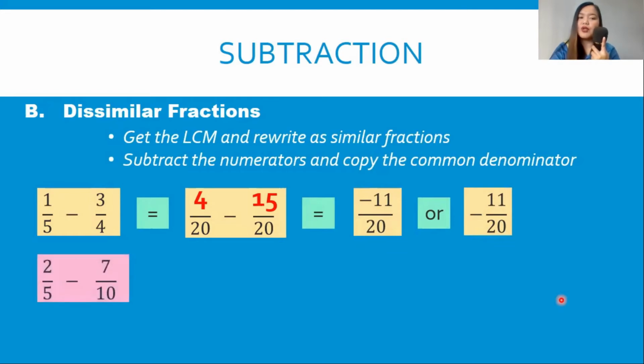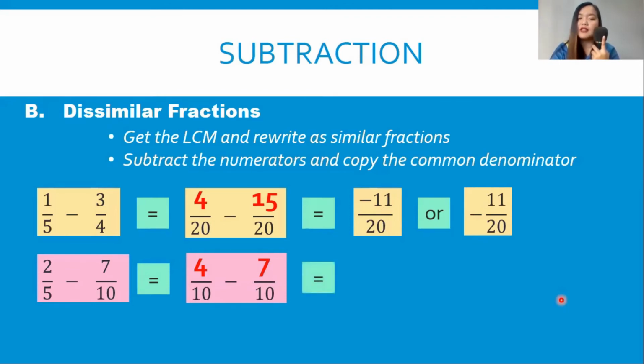Another example is when you have 2 over 5 minus 7 over 10, and we know that the LCM of 5 and 10 is 10, and we can rewrite this as 4 tenths minus 7 tenths, or 4 over 10 minus 7 over 10. That is equal to 4 minus 7, negative 3 over 10. Just write that.